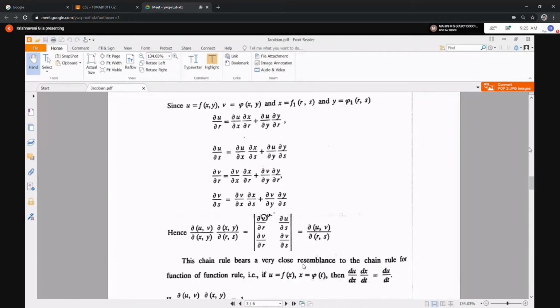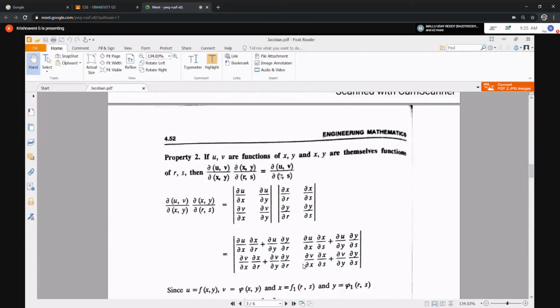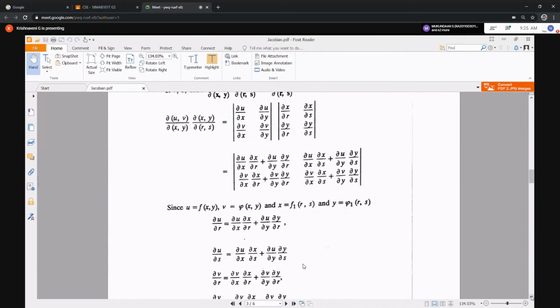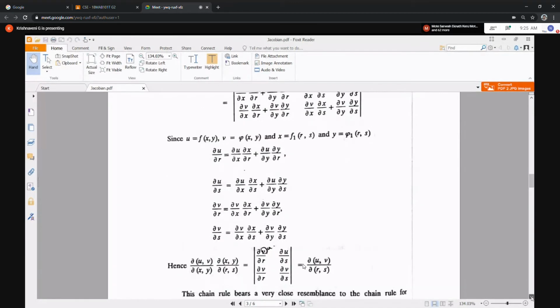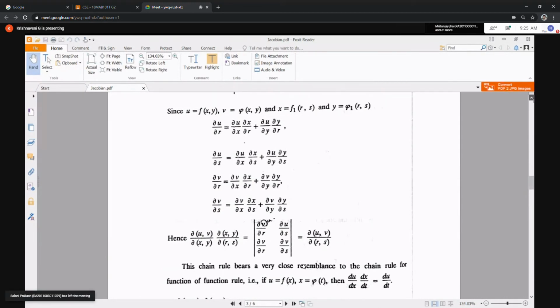Okay guys, what is our statement? We need to prove this one: ∂(u,v)/∂(r,s). This is the second property. That's all. If you have any doubt in the second property, ask me. Once again, I will explain.